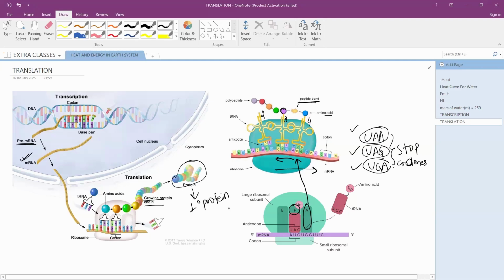I have already told you this protein is non-functional. This gene has to manufacture an enzyme, and an enzyme is a type of protein.